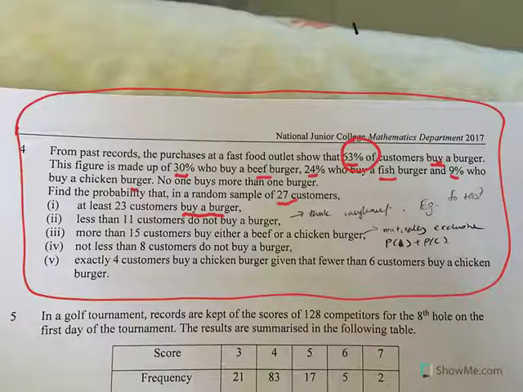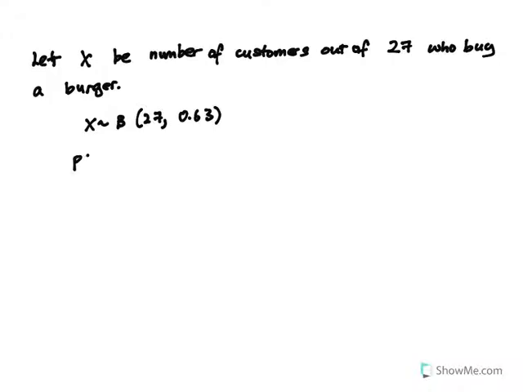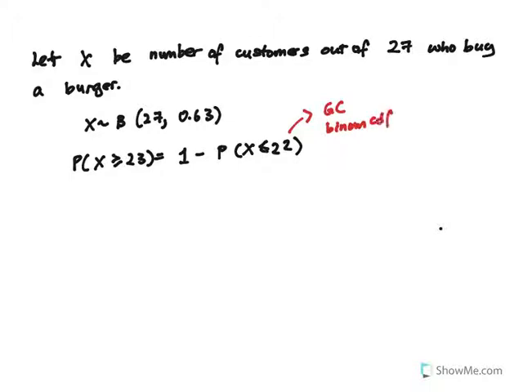I want at least 23 to buy a burger, right? This just means that I take 1 minus, because if you use CDF, it has to be a less than inequality. So it's 1 minus the probability of X less than or equal to 22. Over here, just use your GC. Take binomCDF, 27, 0.63, and 22, and your answer should come out to be 0.0108. This is for part 1.